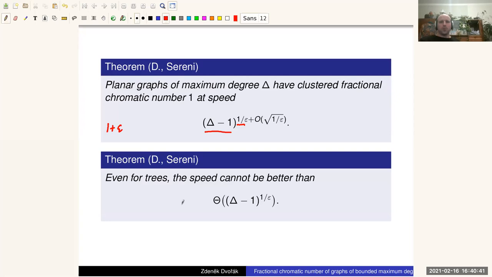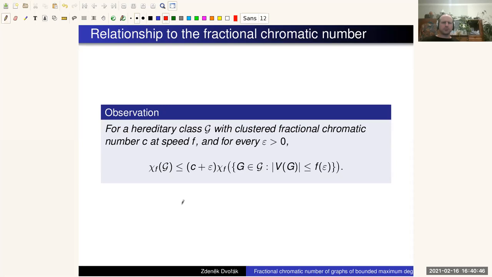And so how is this relevant? It turns out that you can now combine these colorings. If you just have a look at it for the ordinary chromatic number, how can you do a coloring of your graph? You can first do a clustered coloring, so you do some coloring such that in each color class the clusters have bounded size.